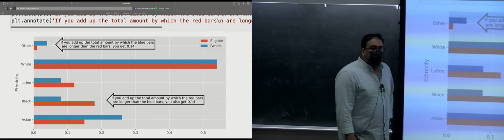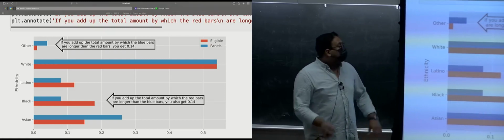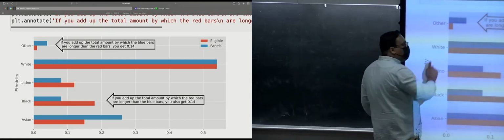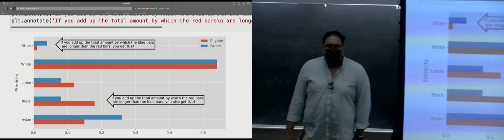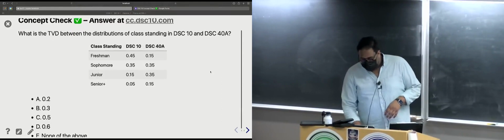the blue bar is shorter than the red bar, but if you're trying to count up by the blue bars, do you do like a negative value? No, you would just look at the blue bars that are longer than red bars. Yeah. Good question.